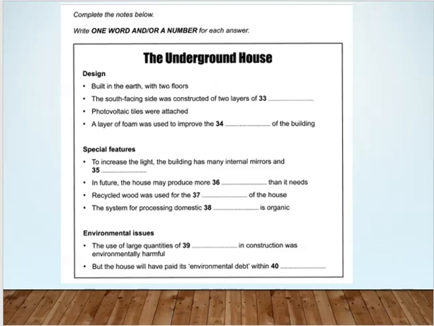The next one, the system for processing domestic dash is organic. So organic is nothing but it is not polluted by chemicals. It's a very natural method. So the system for processing domestic is nothing but which belongs to households.